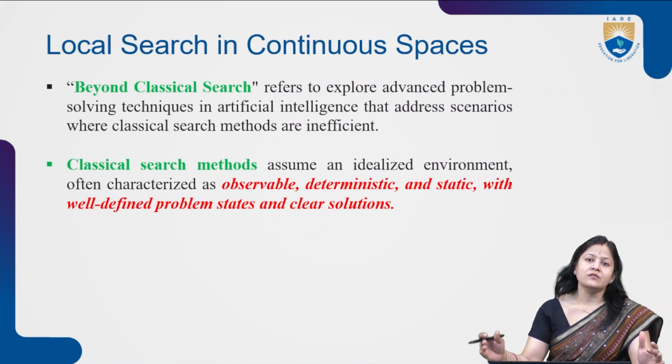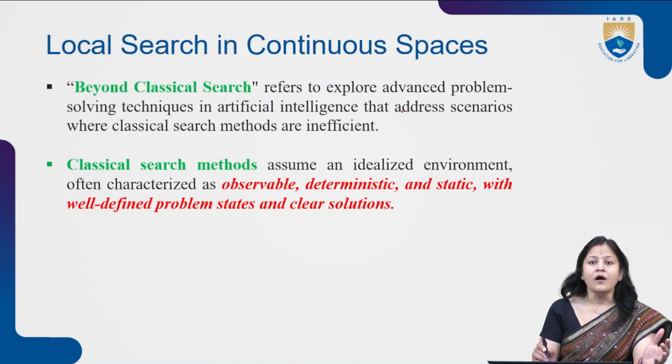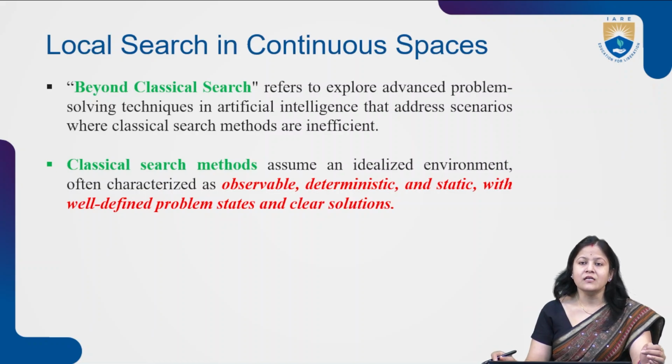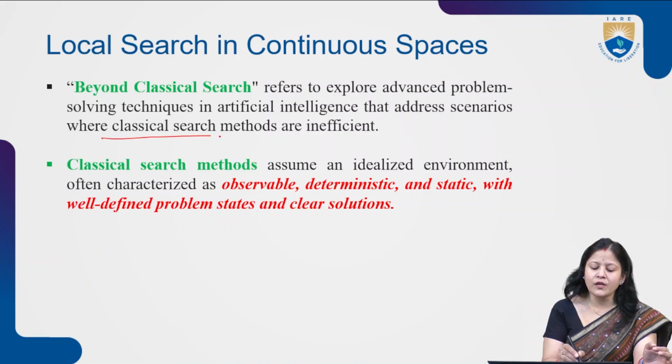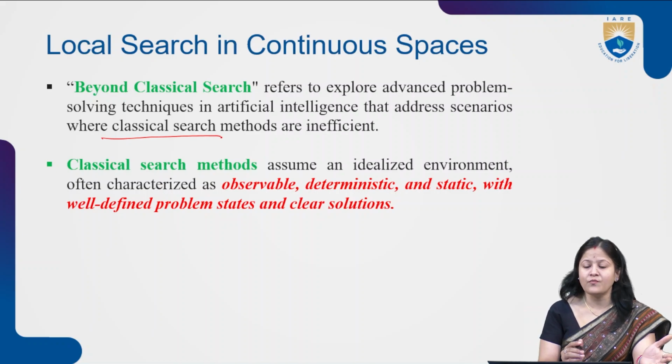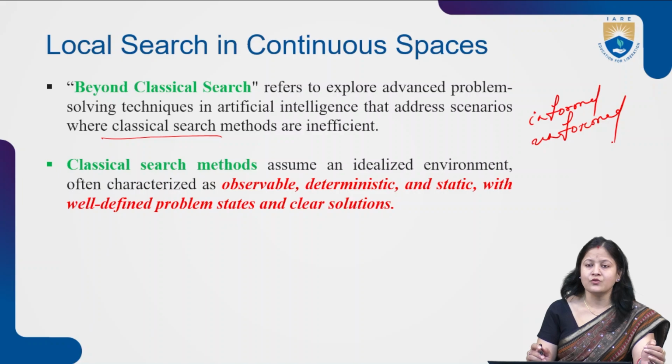So let me discuss what is the meaning of beyond classical search. Beyond classical search refers to exploring the advanced problem solving techniques in artificial intelligence that address the scenarios where the classical search methods are inefficient. Just now I told what is the meaning of classical search methods, like informed or uninformed search, right? So both search techniques are called classical search methods. When a classical search method cannot find the solution, then we'll go for beyond classical search.